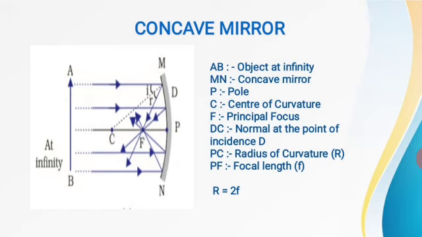The central ray, which is coming along the principal axis, falls on the mirror at point P and retraces its path because angle I and angle R are both equal to 0. Now this point F where all the rays are meeting is the principal focus, which is again half of the radius of curvature. So PF is the focal length, which is equal to R by 2, that is PC upon 2.